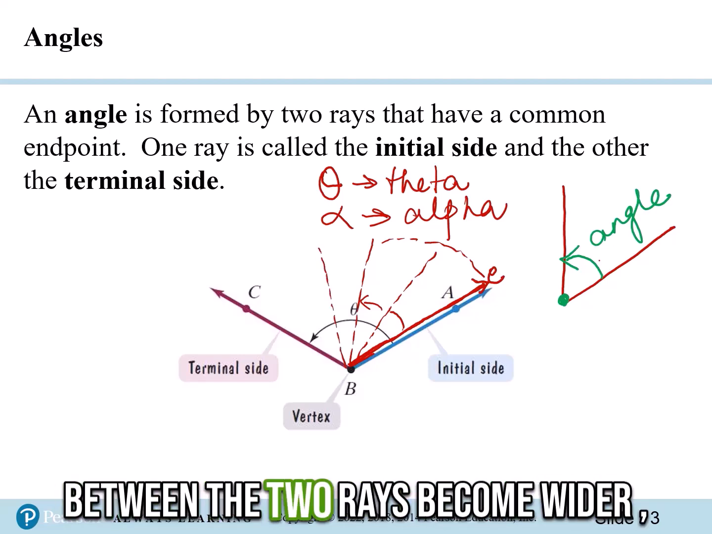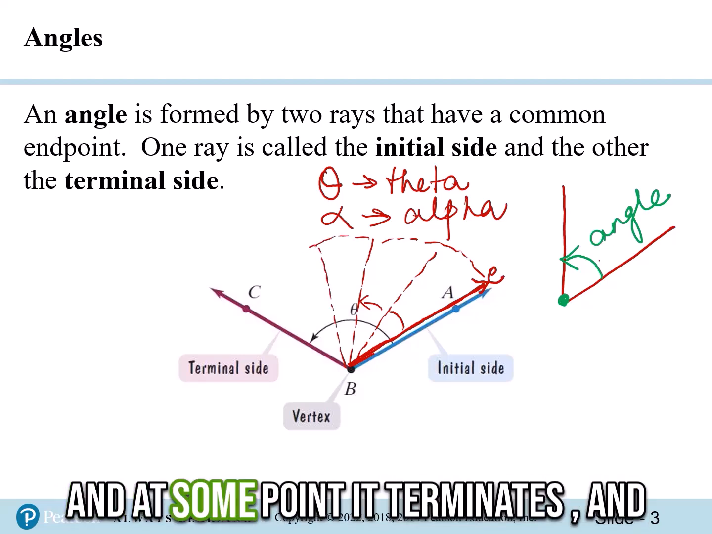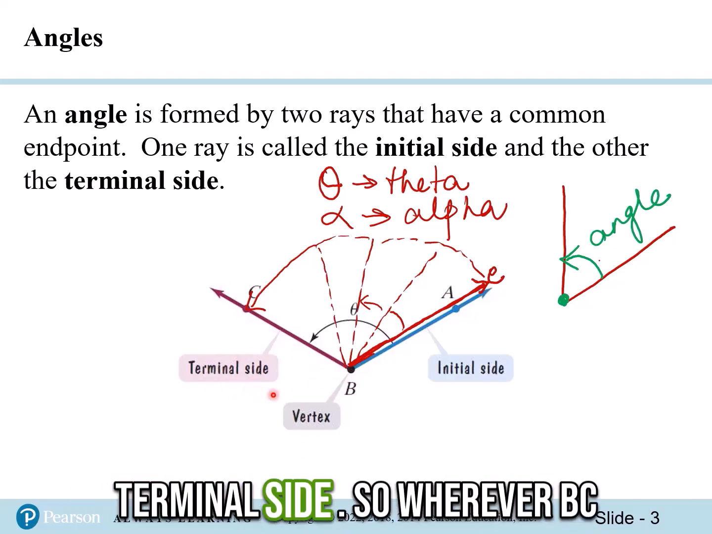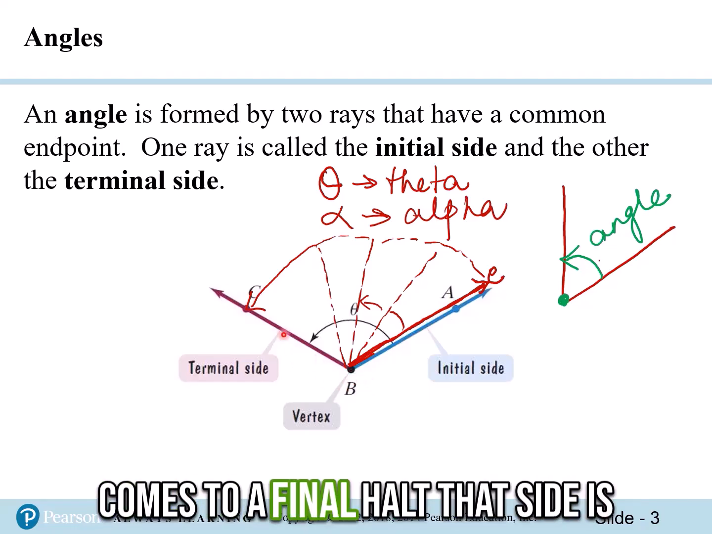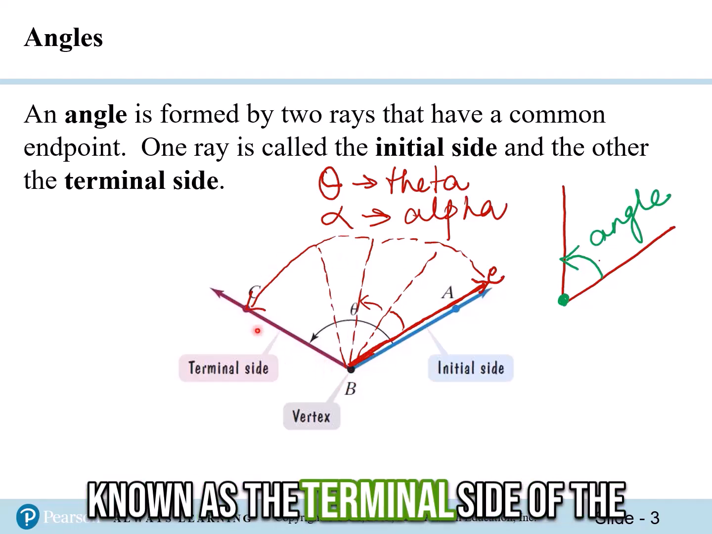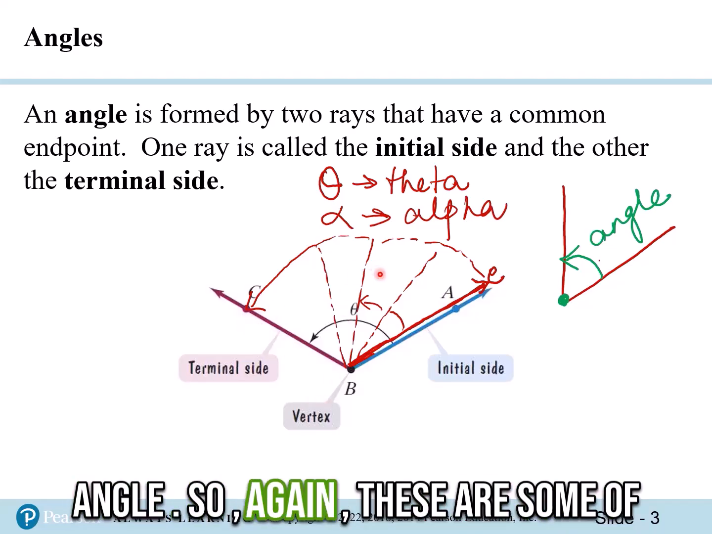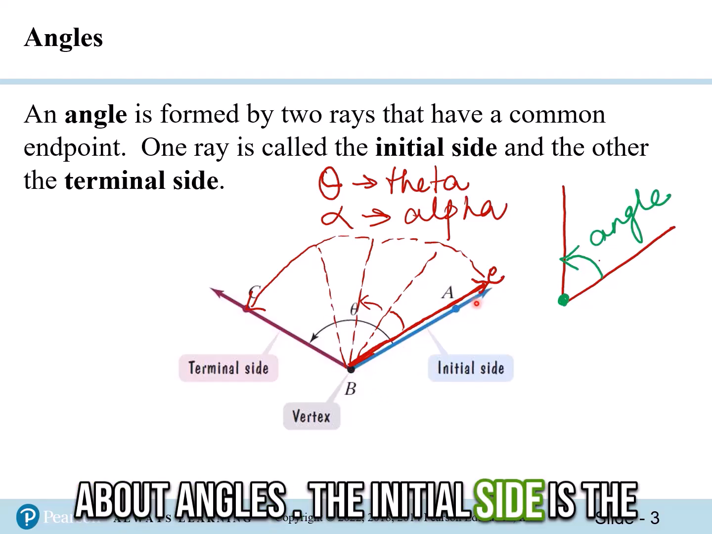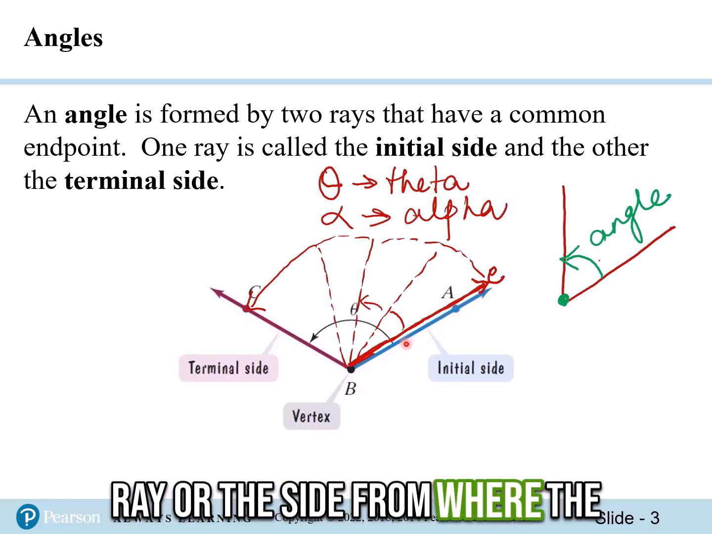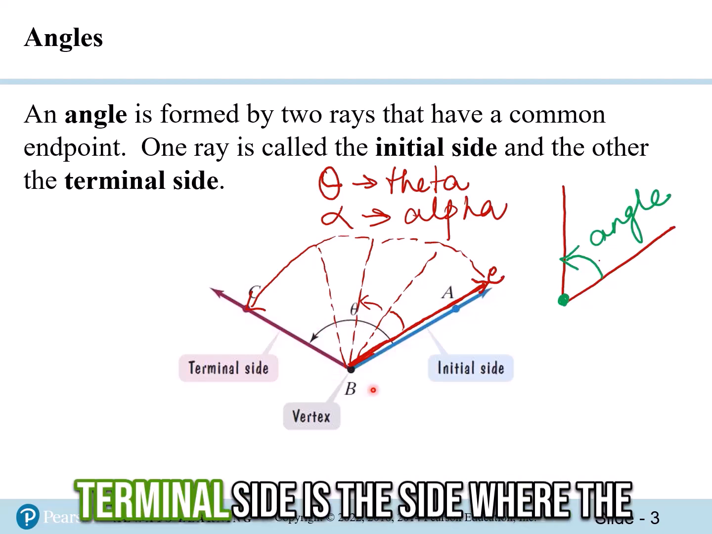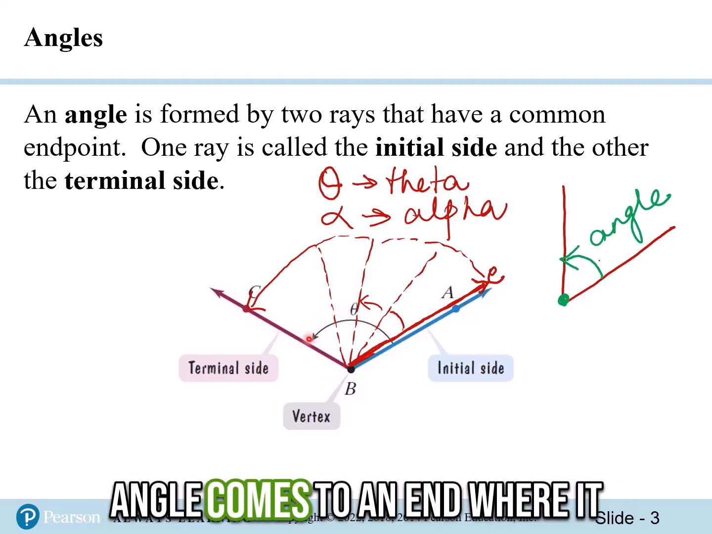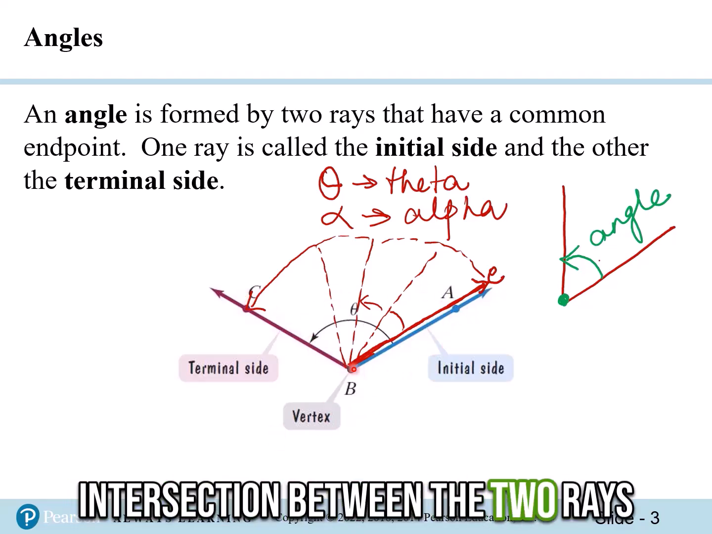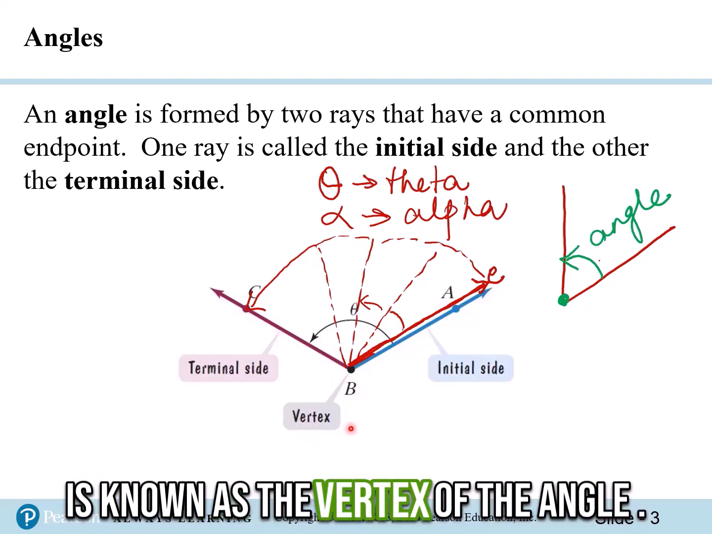The gap between the two rays becomes wider, and at some point it terminates, and that position is known as the terminal side. So wherever BC comes to a final halt, that side is known as the terminal side of the angle. So again, these are some of the terms that we must remember about angles. The initial side is the ray or the side from where the angle starts forming. The terminal side is the side where the angle comes to an end, where it terminates, and the point of intersection between the two rays is known as the vertex of the angle.